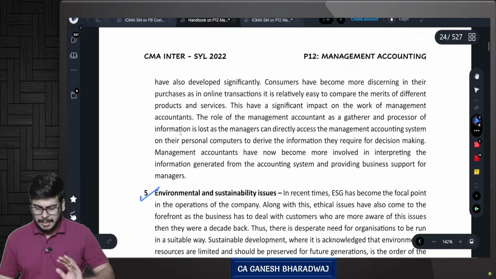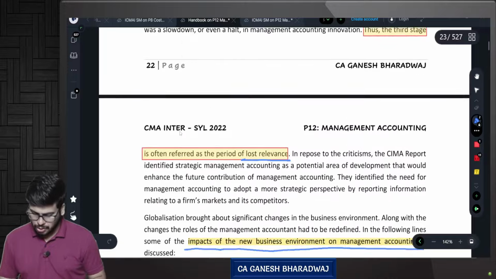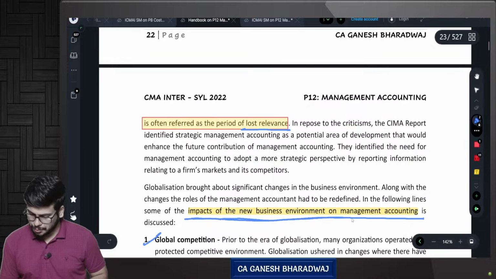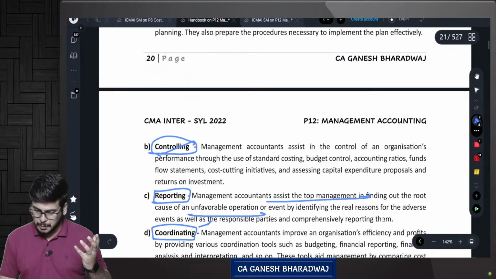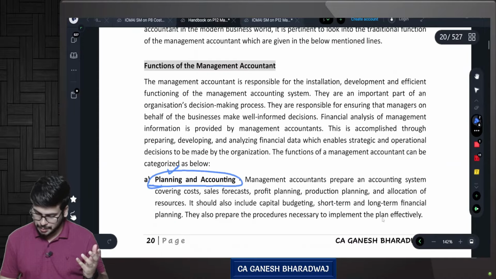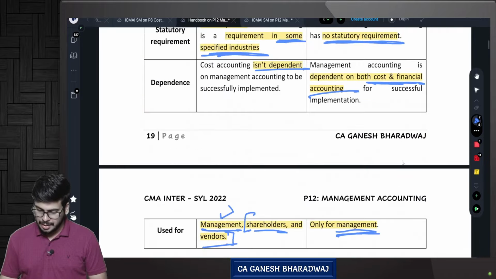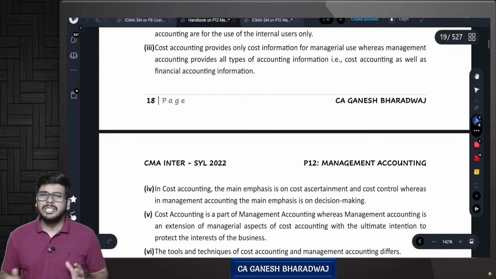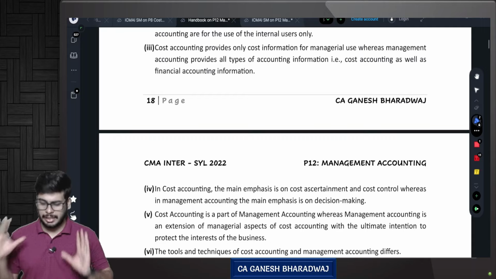Fine. If you see all these things that we have mentioned here theoretically, what is the impact of the new business environment on management accounting? And if you see here, the roles of management, the functions of a management accountant, it's been mentioned here. We saw this. Fine. And the differences, all these things. So you just go through it once. You need not mug up anything. Go through it once. That will be sufficient.